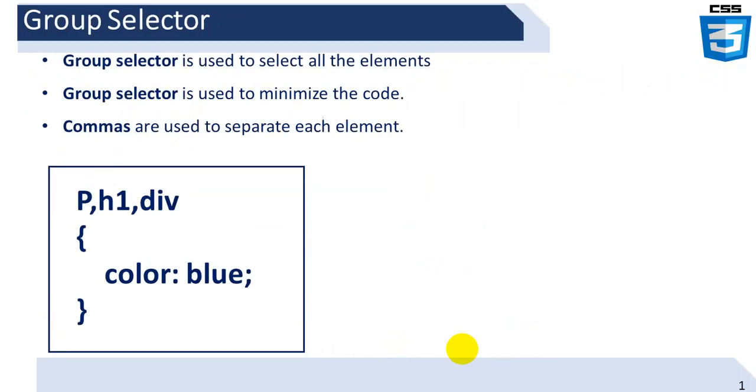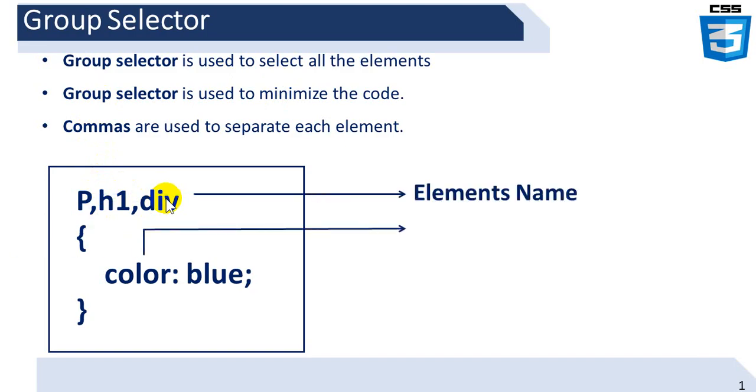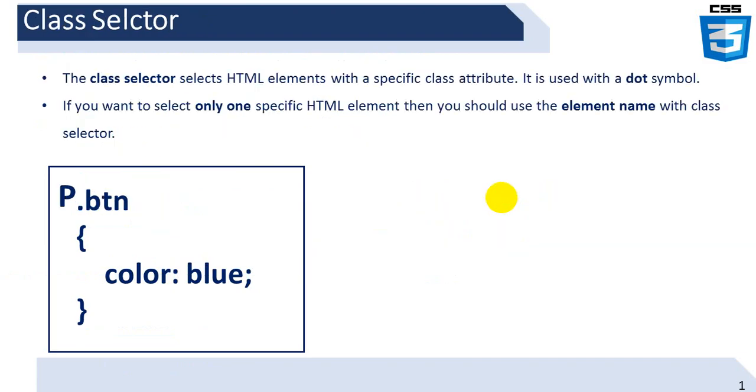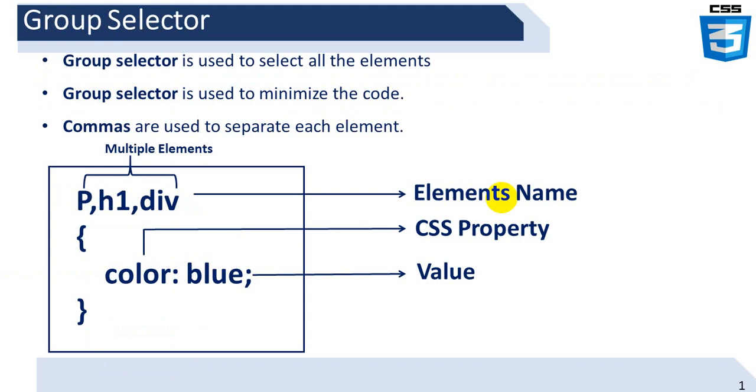See, group selector means what? It is used to select all the elements. The group selector is used to minimize the code. Instead of writing background color pink for h1, for the anchor tag, for the paragraph tag again and again, directly we can go with the group selector. Similarly here also they are passing p, h1, div, and applying blue color. Here it is elements name, and elements means it is plural, right? So for the CSS property, blue color, multiple elements can be passed here. So whenever we select more than one element, we call this a group selector.